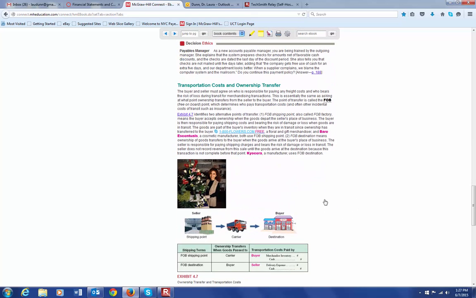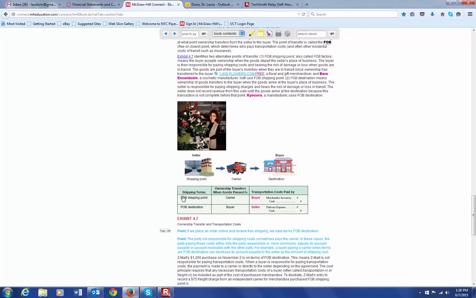Now, there's another piece to all of this because generally speaking, when you buy something, there's a transportation cost, and somebody has to be responsible for that. And that's generally agreed upon ahead of time as to who's going to pay the transportation cost. That's what it says here. The buyer and seller must agree upon that. The point of transfer is called the FOB, free on board point, which determines who's going to pay transportation costs. So you're going to have to get used to understanding what these different abbreviations mean. FOB stands for free on board, and it is going to help you determine who is going to be responsible for paying the transportation costs.